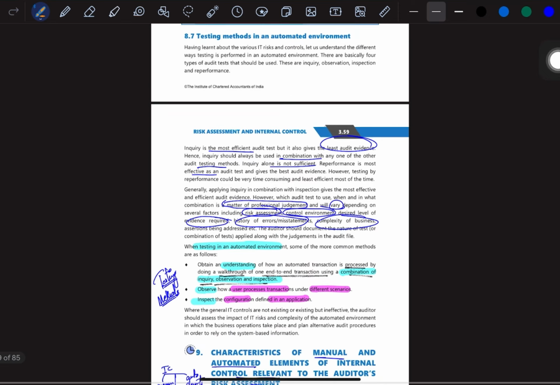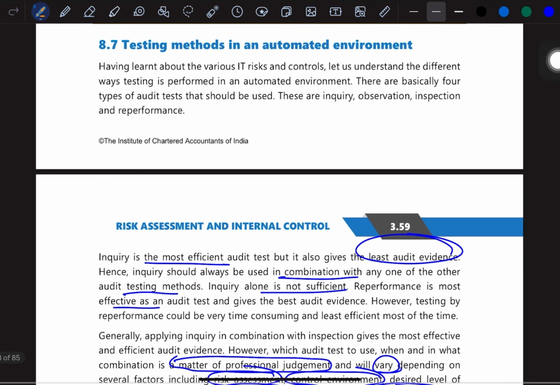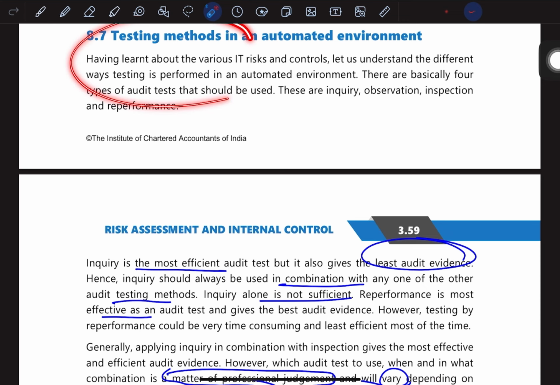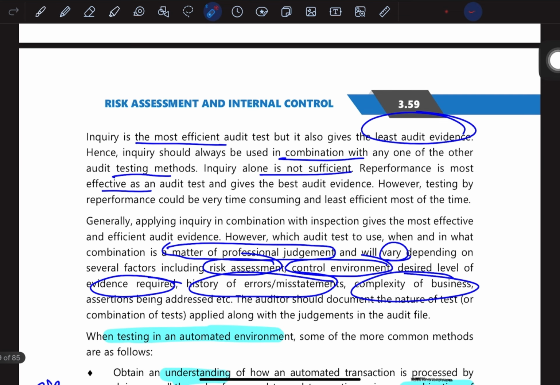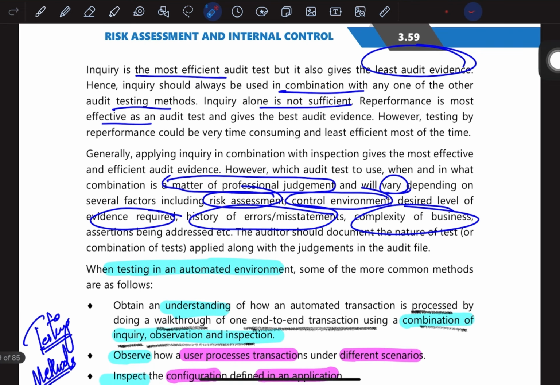Next, testing methods in an automated environment. This testing methods topic we have already discussed and we understood that inquiry is efficient but it is not complete, it will give the least audit evidence, and so inquiry should be applied in combination with any one or more of the other audit testing methods. So inquiry alone is not sufficient.